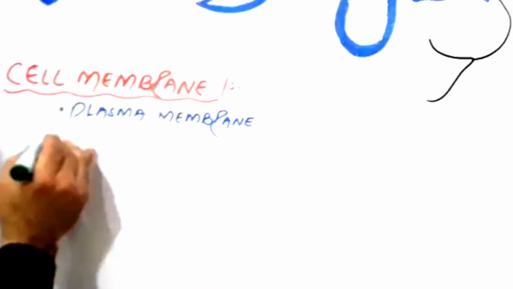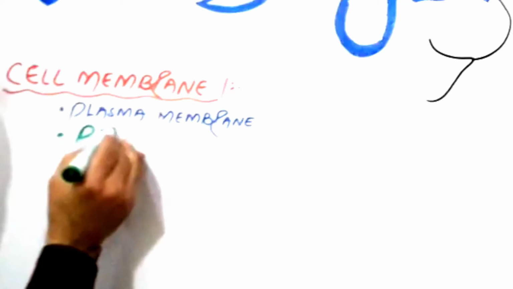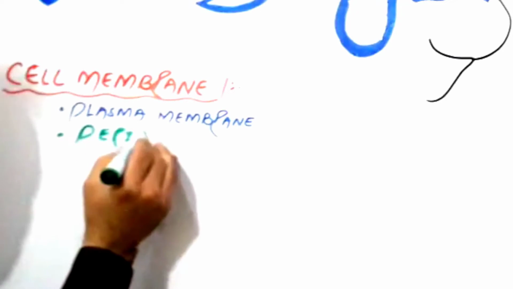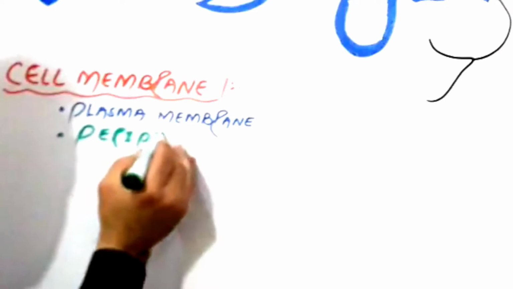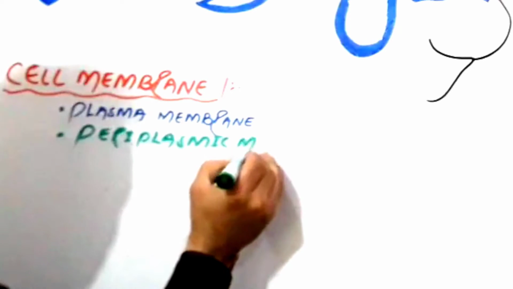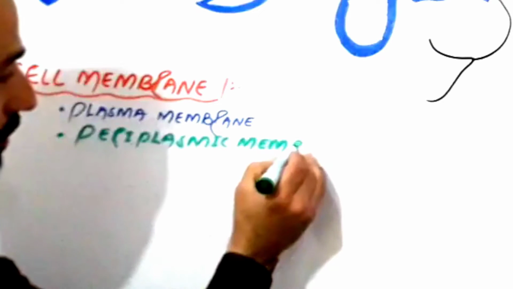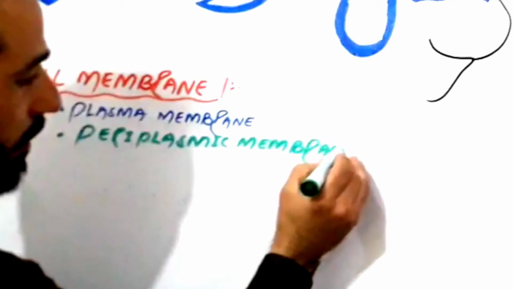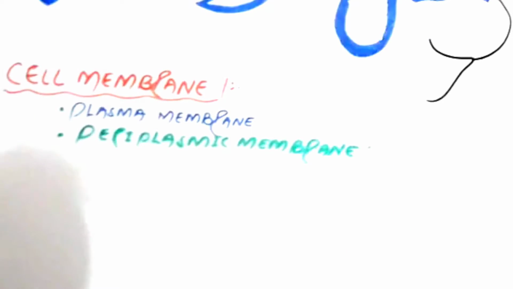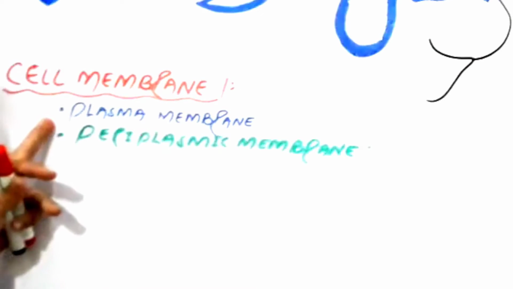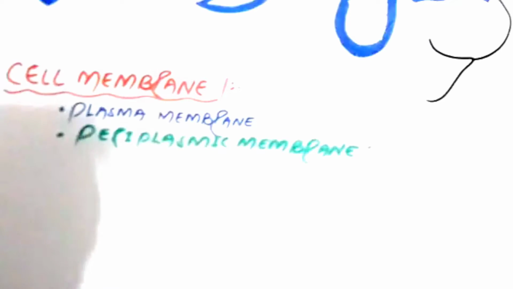And then it is also known as the periplasmic membrane. Peri means on all sides, plasmic means plasma, so it is also known as the periplasmic membrane. Okay friends, so cell membrane, periplasmic membrane or plasma membrane, they all are the same terms.